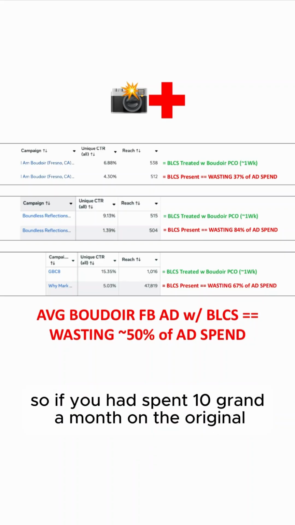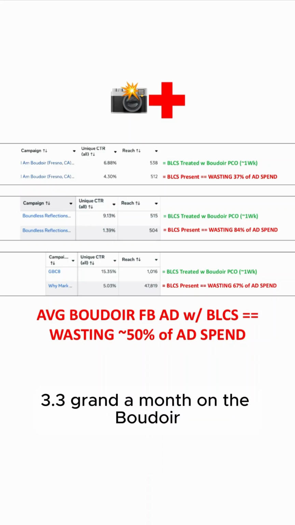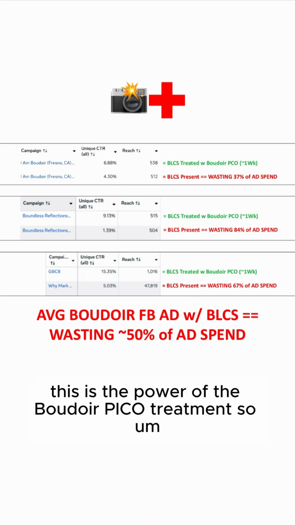So if he had spent 10 grand a month on the original Boudoir Facebook ad, now he only needs to spend 3.3 grand a month on the Boudoir Pico treated ad in order to get it into the same number of women's brains. This is the power of the Boudoir Pico treatment.